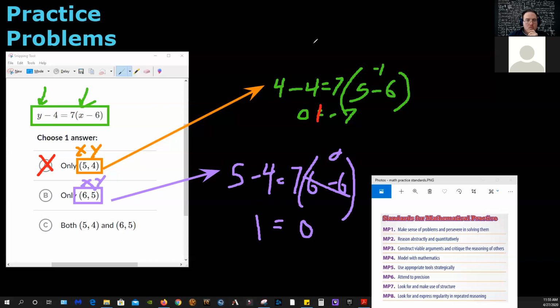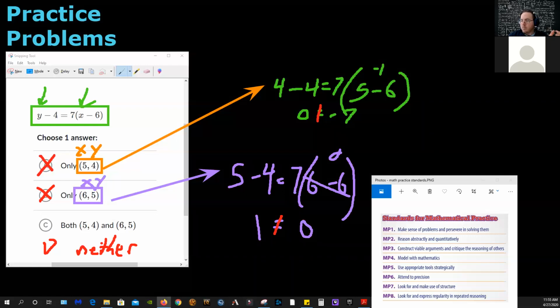So, uh-oh. 1 doesn't equal 0 either. So it would appear that neither one of these works, which is always a weird answer to get because you never trust yourself. You're like, oh, wait, it can't be neither. Well, it is.